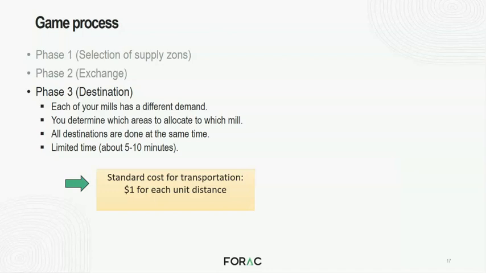All destinations can be done at the same time. There's a limited time for this process of about 5 to 10 minutes. If the allocation is not completed within this limit, a random allocation is used. The cost depends on the total distance used. There is a default cost of $1 for each unit distance.